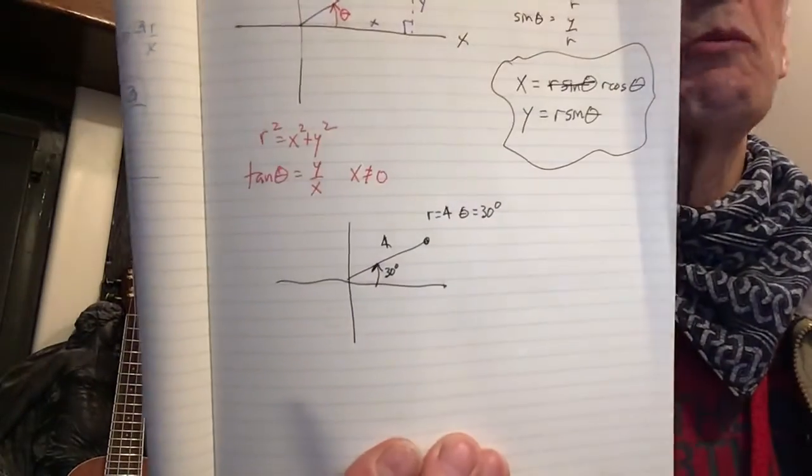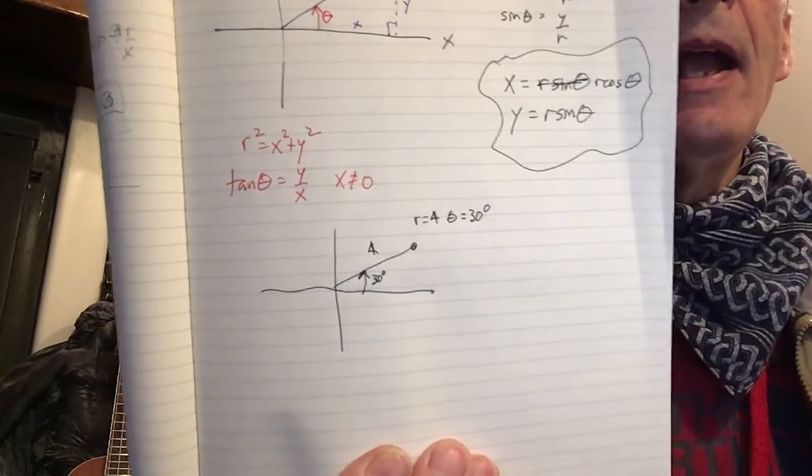I'll do a couple of examples. Let's just do r is 4 and theta is 30 degrees. And so I've just drawn in the axes, and so I'm going to make the angle 30 degrees and the distance 4. Bingo. Usually people use radians, but it goes either way.